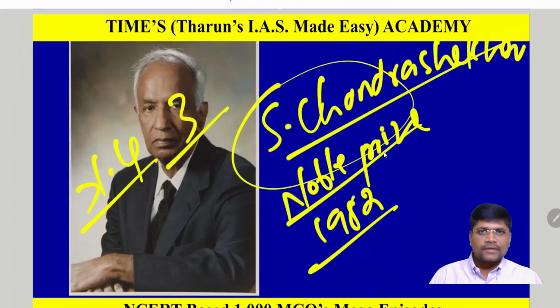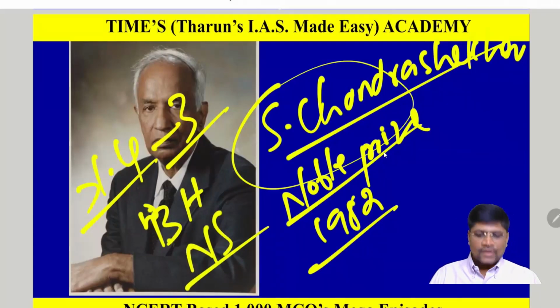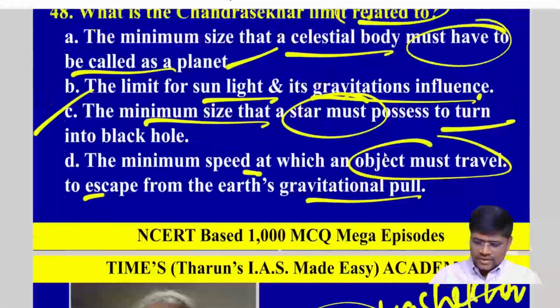So it may be up to 3 times also. If it is between 1.4 times to 3 times, it will end up as a black hole or the neutron star. Within this range, it will be a neutron star. If it is more than 3 times the mass of the sun, it will turn into black holes. So this limit is given by S. Chandrasekhar, so it is popularly called the Chandrasekhar limit.